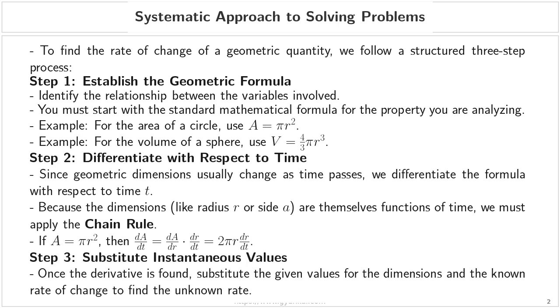Finally, we reach step 3. Substitute instantaneous values. It is crucial that you only do this after the differentiation is complete. Once you have the derivative equation, you can substitute the specific values given for the dimensions and the known rate of change to solve for the unknown rate. By following these 3 steps, formula, differentiation, and substitution, you can solve any rate of change problem consistently. In the next slide, we will apply this exact process to a real-world example involving an inflating spherical balloon.